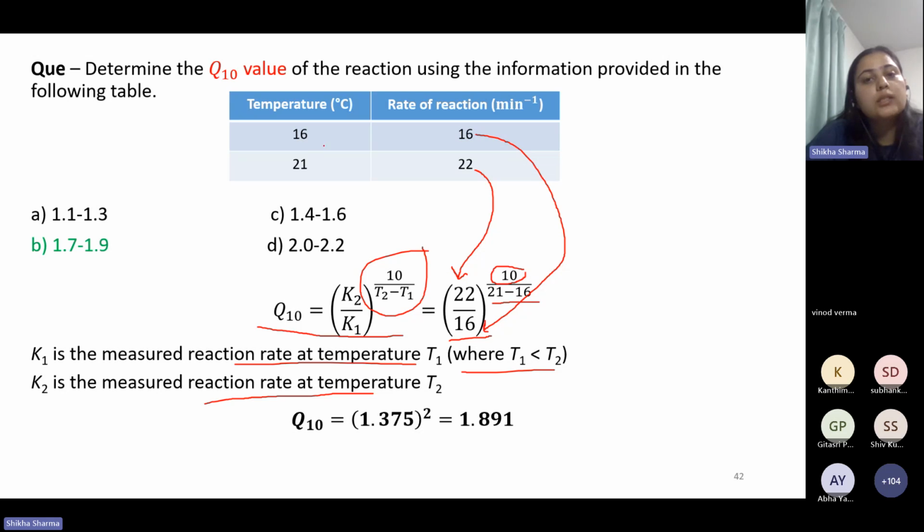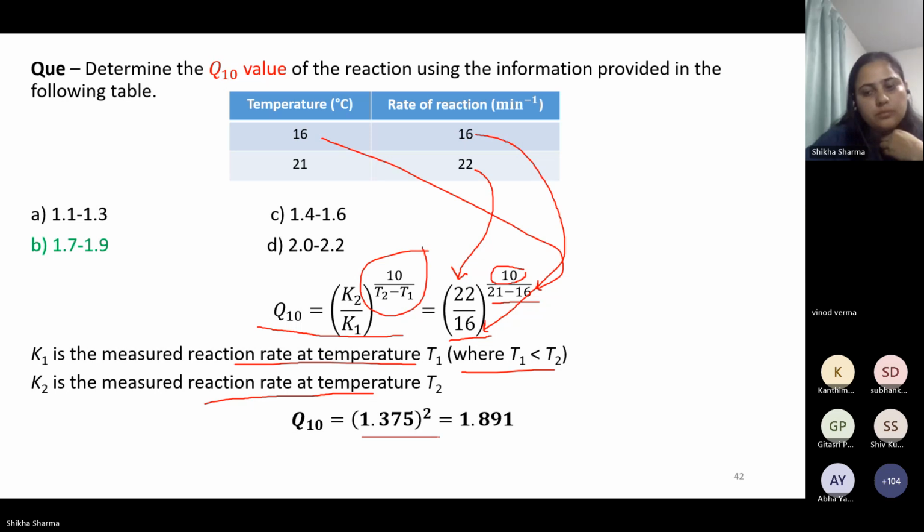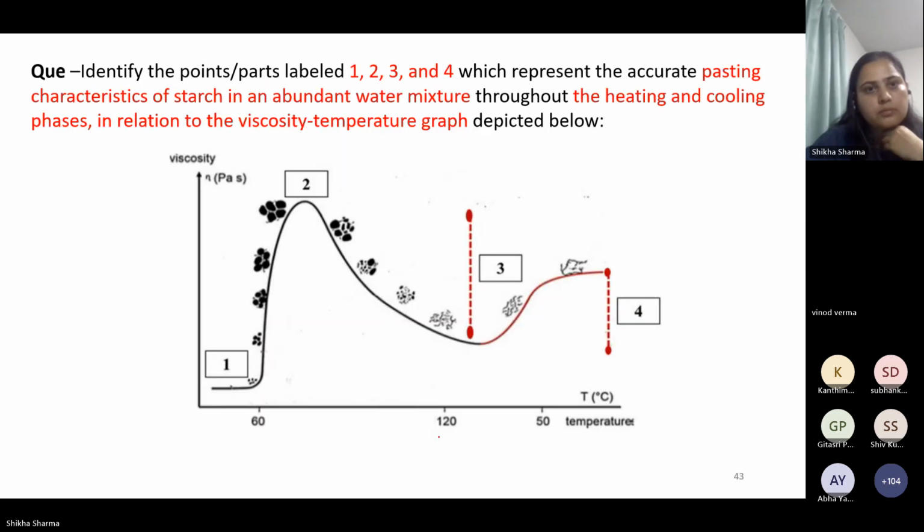Here we take the value in degree Celsius, while in the Arrhenius equation we never take the value in degree Celsius. We always take the value in Kelvin. So when we solve, we get 1.375 to the power 2, which is 1.891 as a Q10 value. So I hope it's clear. Let's move to the next question.